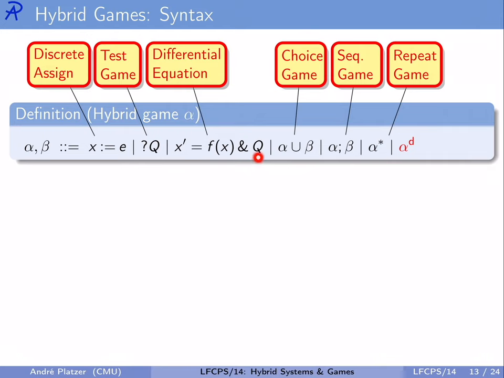In particular, she'll also have to make sure that Q is true in the beginning, otherwise not even a solution of duration zero will satisfy x prime equals f of x and Q. There's the game of choice.